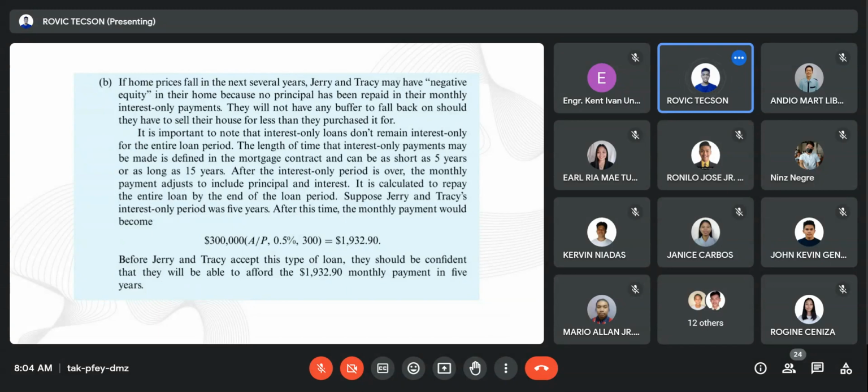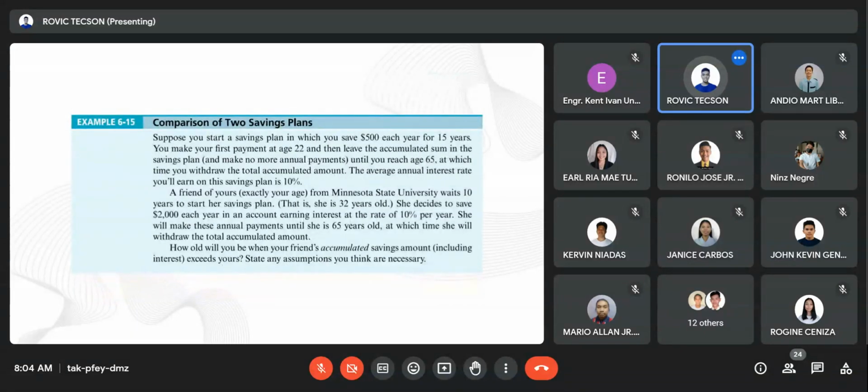So next is the comparison of two saving plans. Suppose you start a saving plan in which you save $500 each year for 15 years in the savings plan and make no more annual payments until you reach 65, at which time you withdraw the total accumulated amount. The average annual interest rate you'll earn on this savings plan is 10%.